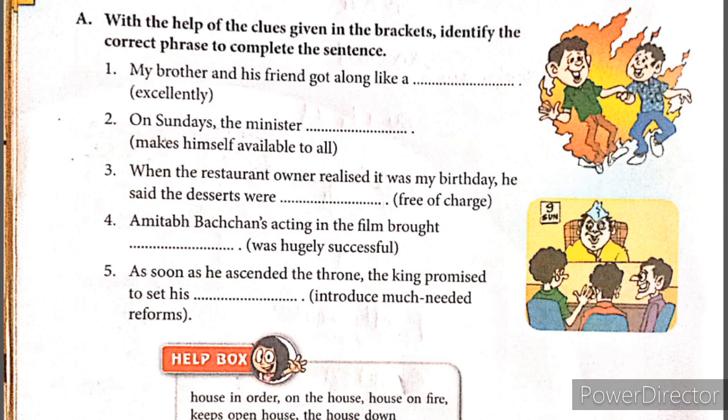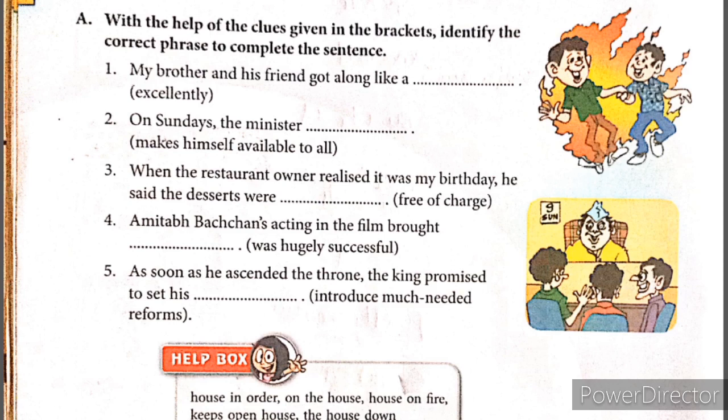So now move to the second number. On Sundays the minister dash, in brackets the clue given is makes himself available to all. That means all will come to meet him. So what word can we use? Keeps open house. So the second answer is keeps open house. I hope everyone is marking or writing the answers right.